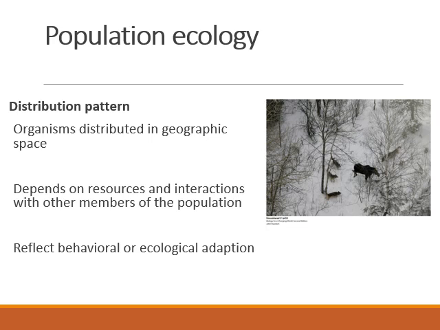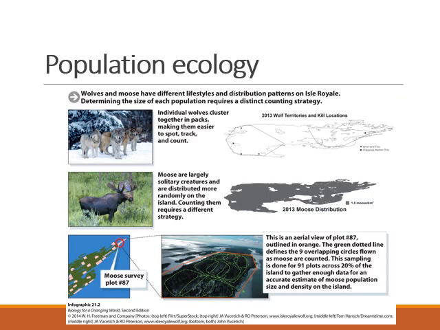Okay, you can see here, again, we're focusing on Isle Royale. We've got some wolves surrounding this big moose in the middle. I think there are at least 4 wolves there, and there might be more out of frame. Our wolves tend to pack together, whereas moose tend to be pretty solitary. So they obviously have really different lifestyles, and they distribute very differently on Isle Royale and in other places as well. We can determine the size of each population, but they require different strategies.